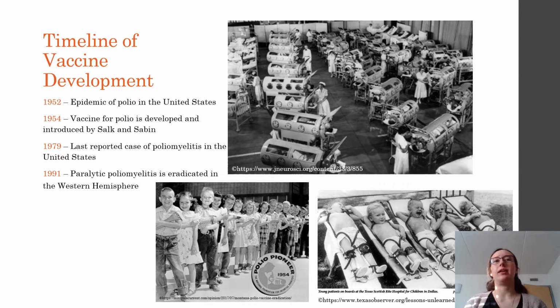This timeline continued in 1952 with the epidemic of polio in the United States. And in 1954 is when the vaccine for polio is developed and introduced by Salk and Sabin. In 1979, this was the last reported case of poliomyelitis in the United States. There are still cases occurring in other parts of the world, but our efforts are underway currently to eradicate polio completely. In 1991, paralytic polio is eradicated from the Western Hemisphere. So there has not been a case of polio in the Western Hemisphere that originated in the Western Hemisphere since 1991.